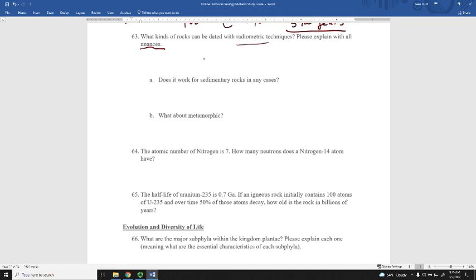Generally speaking, the best rocks to do are volcanic. Second best are plutonic, igneous rocks. Okay, but igneous rocks are the best. Sedimentary rocks, it can work only. So generally speaking, sedimentary rocks, no, but it can work if you have the mineral glauconite. Glauconite is a sedimentary mineral. It's a mineral that's common in some sedimentary rocks, and it can be radiometrically dated.